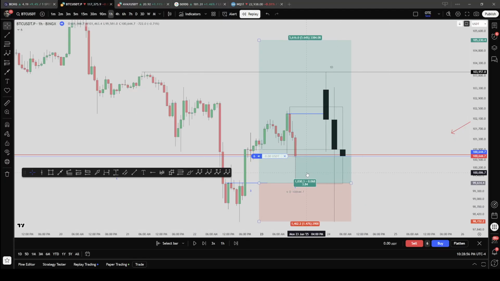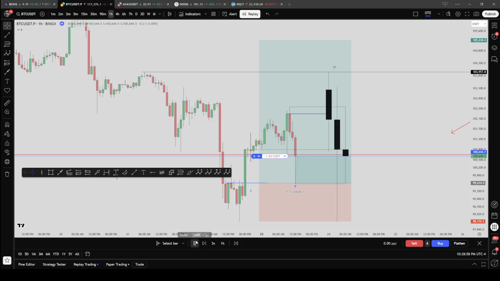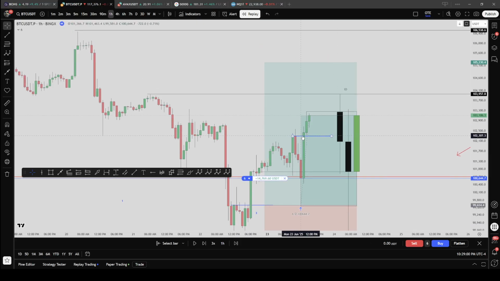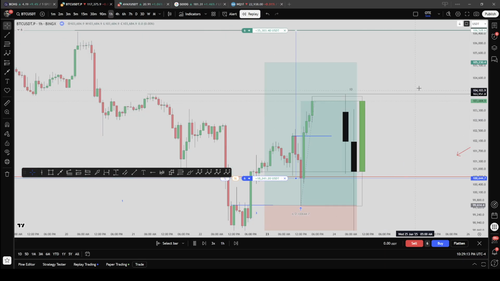All right, I'm going to take it and see. Once you close above, again, if you miss this entry, you can enter again right here. So let's say you did buy, and now I want to take profit above these. Just let it play out.